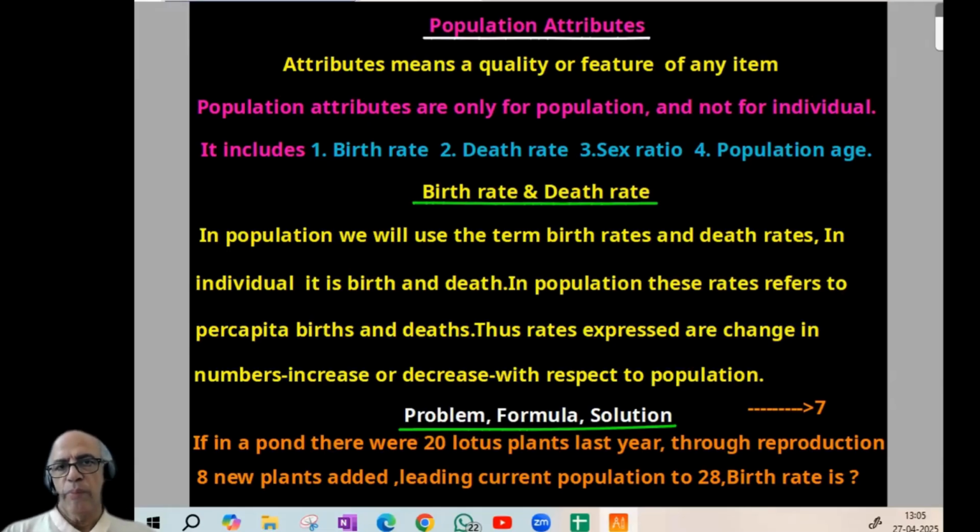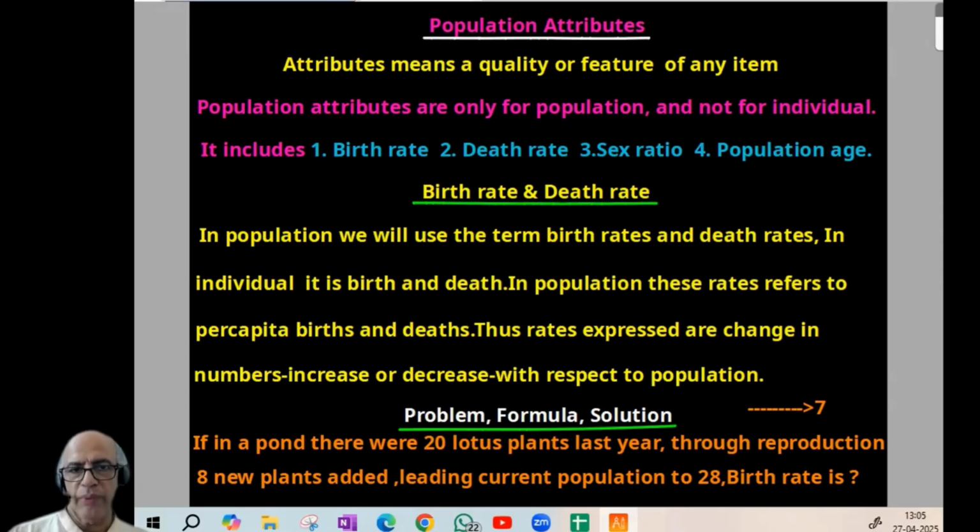Now, the first two population attributes are birth rate and death rate. In population we use the terms birth rate and death rate, because in an individual it is birth and death. Again, in population, these rates refer to per capita birth and death. So the rates expressed are change in number, maybe increase or decrease, with respect to population. Now based on it, two simple problems, direct NCERT NEET theory questions.